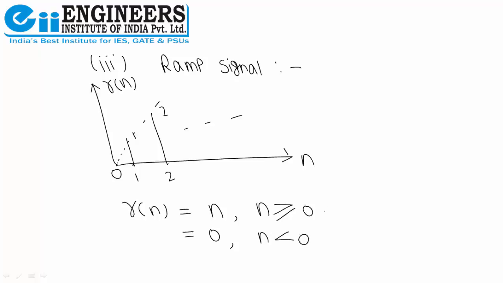Now again, if I want to write only one equation instead of these two equations, I can define it in terms of u[n]. I can write n u[n]. What does u[n] signify? It signifies that this signal is 0 for n less than 0. So again in the discrete time domain also, what is the advantage of u[n]? u[n] will make the signal positive sided. If you multiply any signal with u[n], it becomes a positive sided signal.